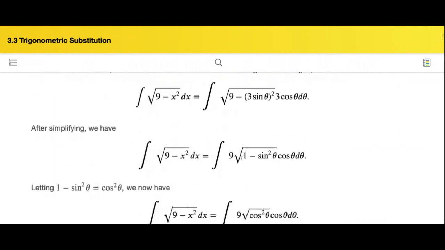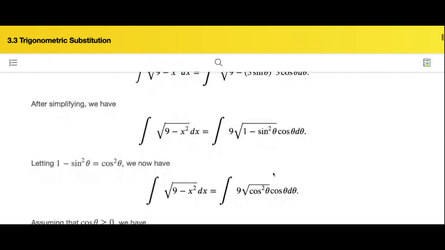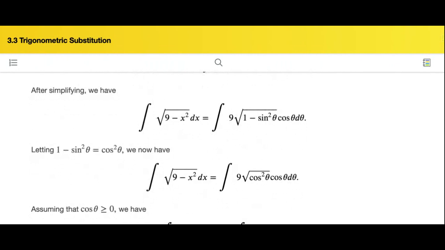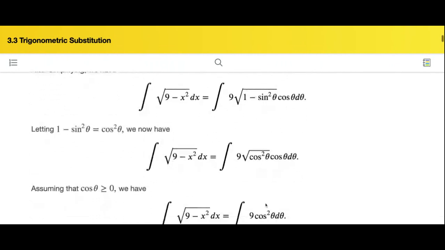So now we have this substitution. We have square root of 9 minus 3 sine theta squared times 3 cosine theta d theta. We can factor out 9 from under the square root sign. Then inside becomes 1 minus sine squared. What was 1 minus sine squared? That's cosine squared. So you just get cosine squared, and the square root of cosine squared is just cosine.